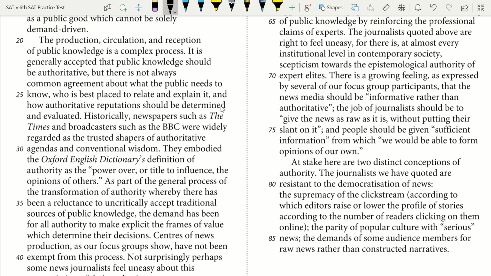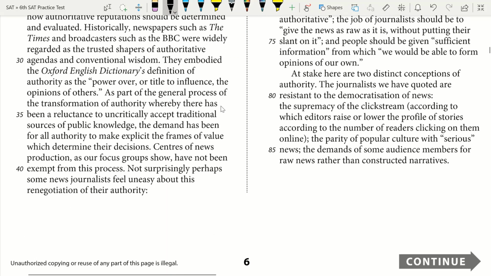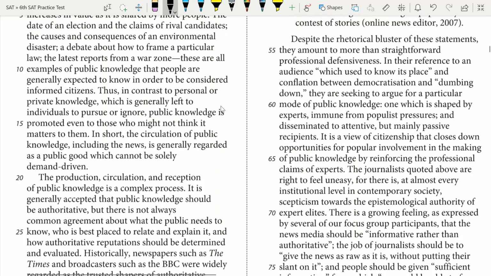They embodied the Oxford English Dictionary's definition of authority as the power over or title to influence the opinions of others. As part of the general process of the transformation of authority whereby there has been a reluctance to uncritically accept traditional sources of public knowledge, the demand has been for all authority to make explicit the frames of value which determine their decisions. Centers of news production, as our focus groups show, have not been exempt from this process. Not surprisingly, perhaps, some news journalists feel uneasy about this renegotiation of their authority.